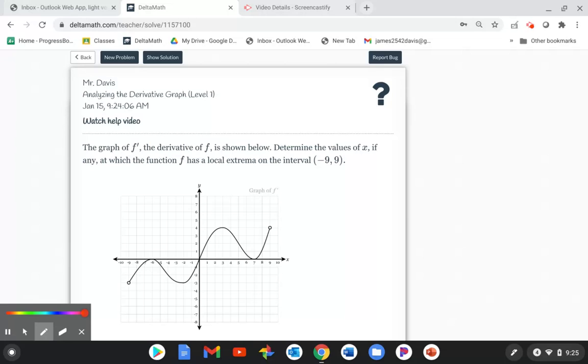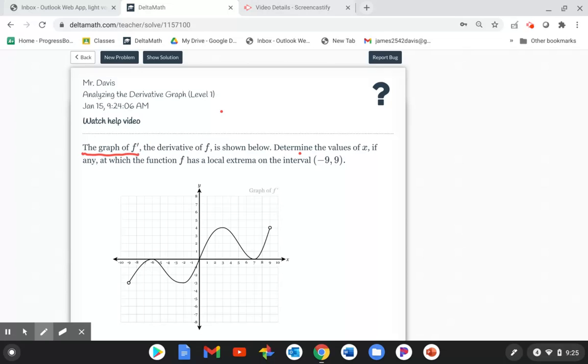So the first thing that is very important when you do any graphing problem on the AP test, where they give you a graph and ask you a question about it, is to make sure you have cemented in your mind what this is a graph of. In all of these problems, it's going to be a graph of f prime.